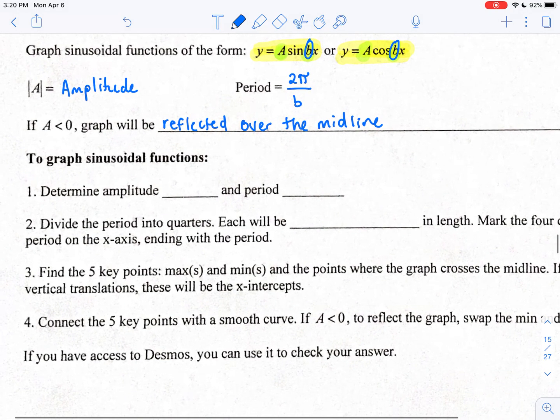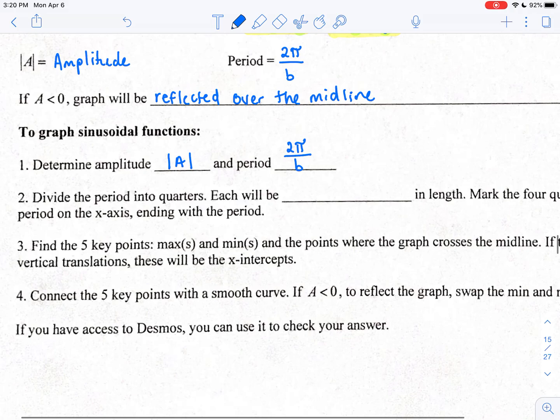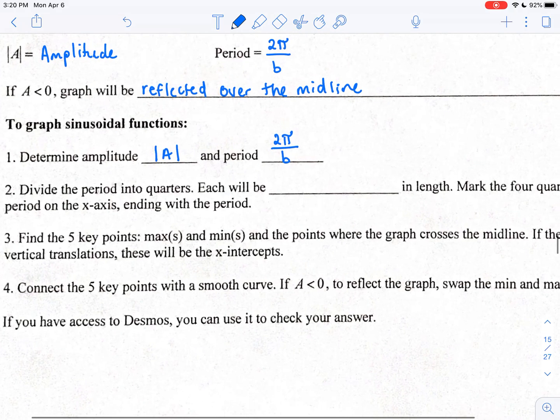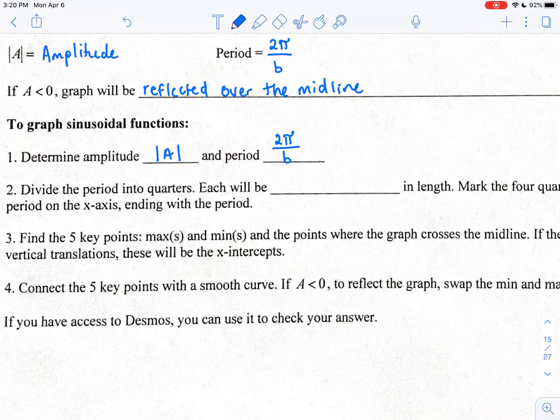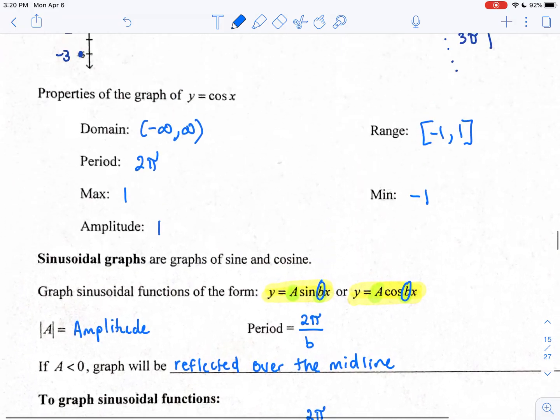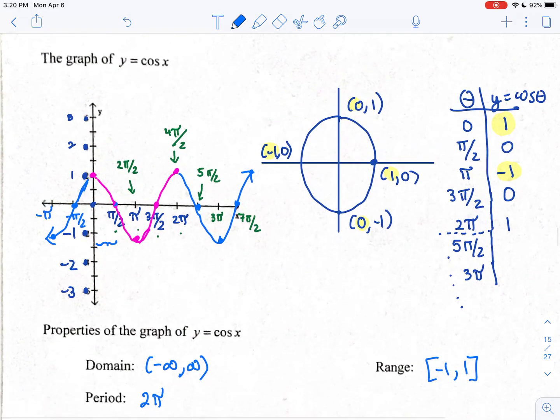Okay, so what we would do to graph functions that have some type of adjustment to the amplitude or the period is to first calculate those values. So determine what the amplitude is, the absolute value of the number that you see in front of sine or cosine. Then calculate the period by taking 2 pi divided by b. And if I need 5 key points, what that's going to mean is I need to divide my graphs into quarters. So I'm going to show you what that means up above here.